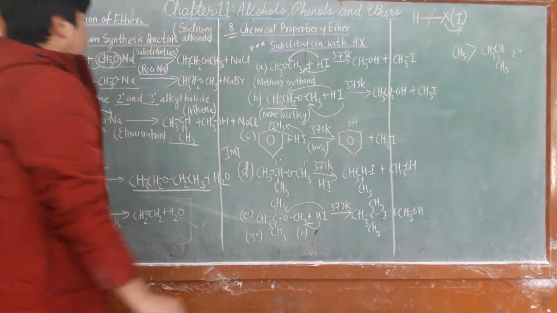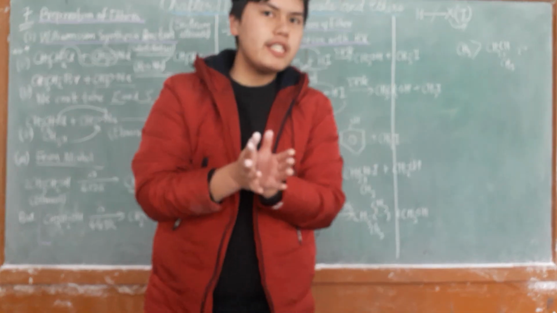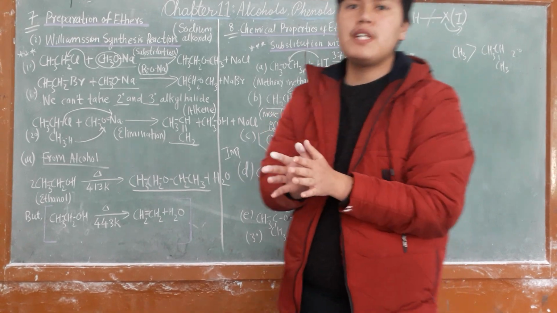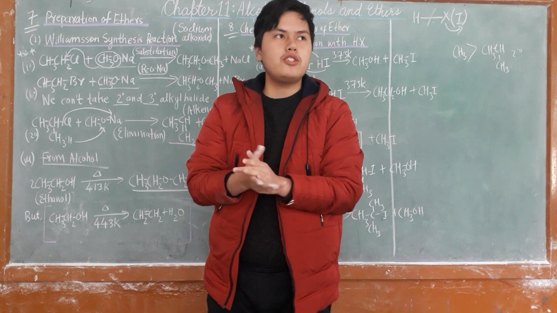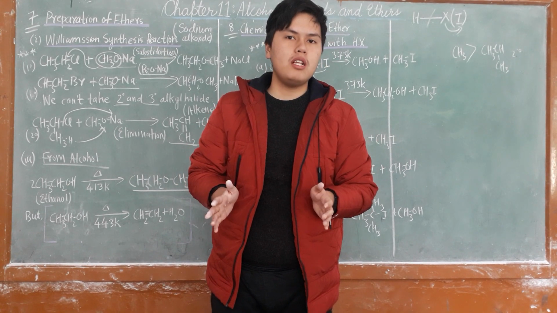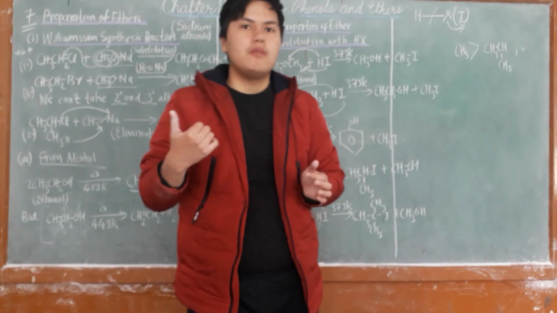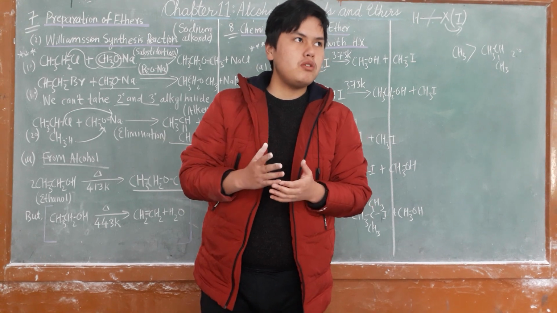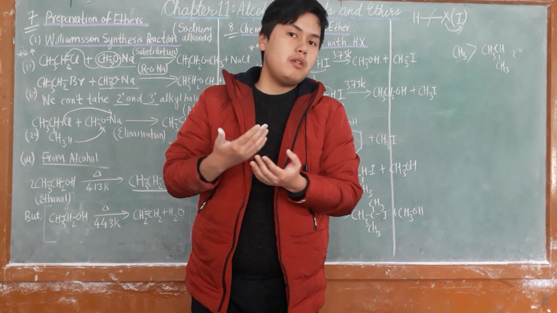With that, the chapter is almost complete. All the important topics from the board point of view are complete. The one small topic that is not complete is the mechanism of dehydration and hydration: dehydration of alcohol and hydration of ethene. In the next video, I'll cover both of them, because they are quite simple. You have three steps: first protonation, second carbocation formation, and third deprotonation, the removal of a proton. I will also do the important MCQs and previous year questions of this chapter.